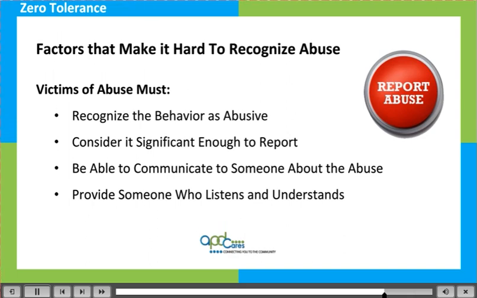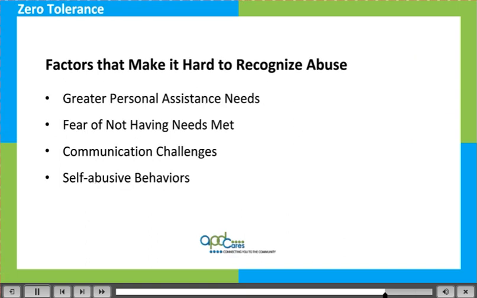Turn to page 54 in the participant's guide. Factors that make it hard to recognize abuse, neglect, and exploitation. Greater personal assistance needs. Some individuals with physical disabilities require help with personal care routines such as dressing and bathing throughout their lives. Personal care routines require physical contact, and may result in occasional touching of sexual parts of the body, with the result that the individual can't tell whether these touches are accidental, required, or exploitive.